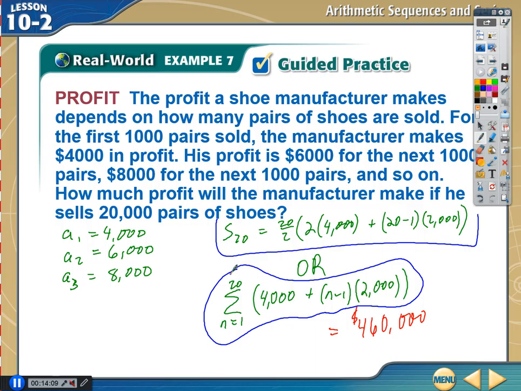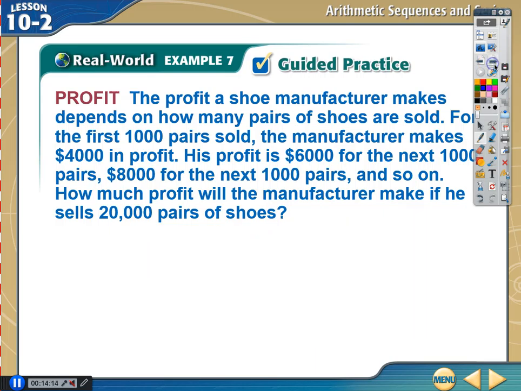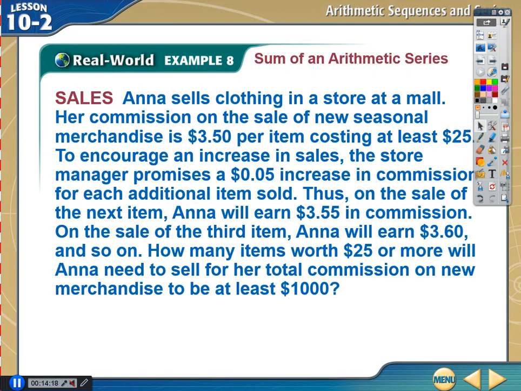You guys ready? Let's find out what's next. This next one is a huge doozy. I'm going to talk about it briefly here. Basically what's happening here is Anna is selling a shirt that's over 25 bucks, or a blouse, or a skirt, or a pair of pants. She's selling it to somebody, and each item that's over 25 bucks, she's going to get $3.50 for.